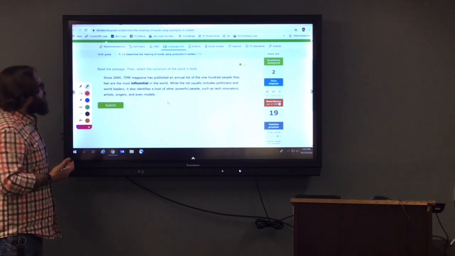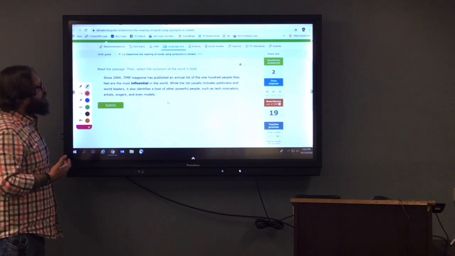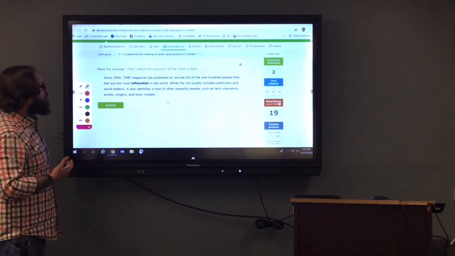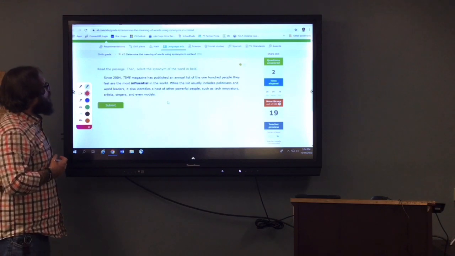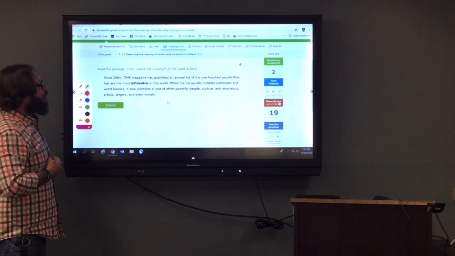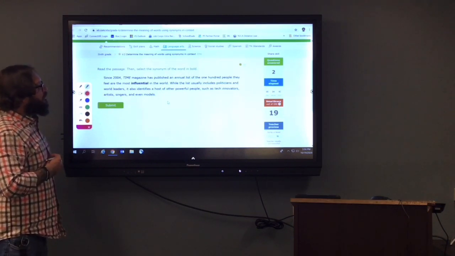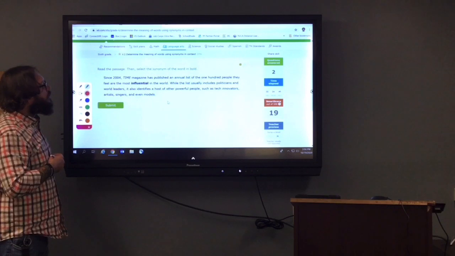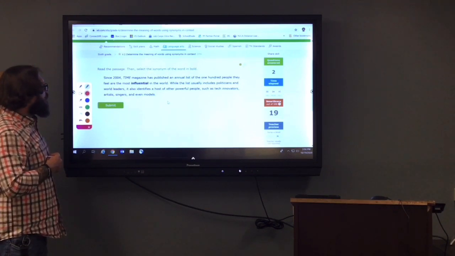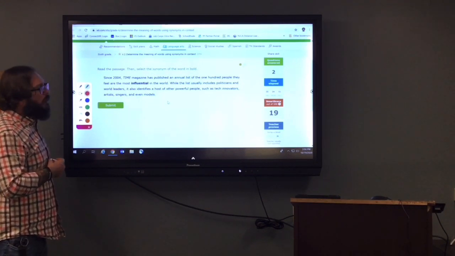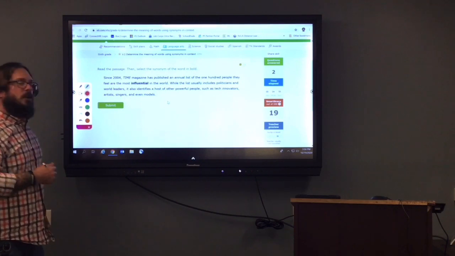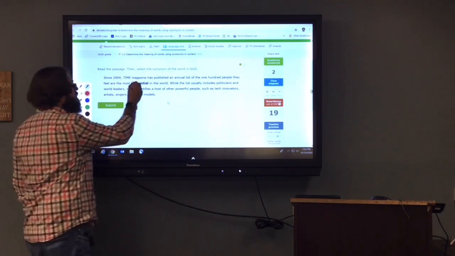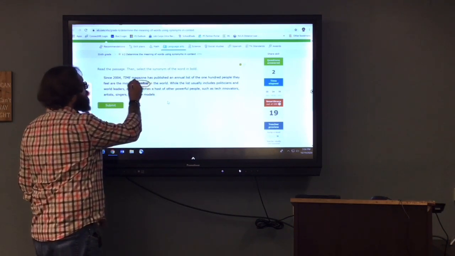Since 2004, Time magazine has published an annual list of the 100 people they feel are the most influential in the world. While the list usually includes politicians and world leaders, it also identifies a host of other powerful people such as tech innovators, artists, singers, and even models. So our bolded word in this example is influential.